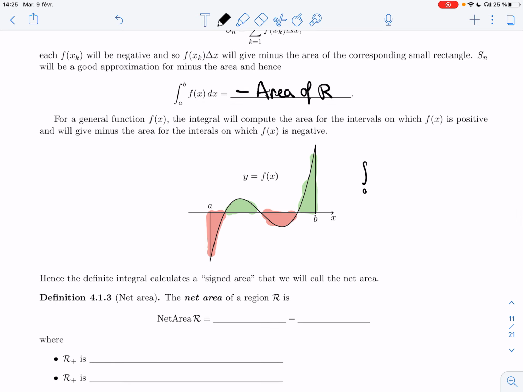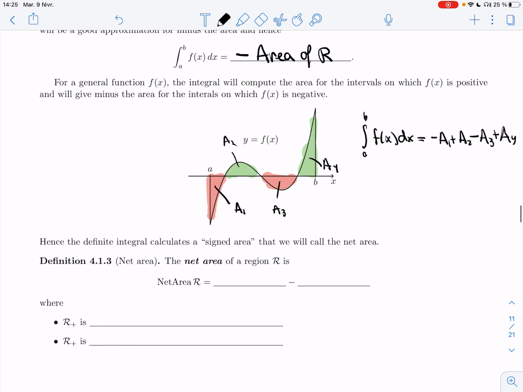And so if I have something like that, the integral from a to b of f of x dx here, if this is a1, this is a2, this is a3, and this is a4, it will compute minus a1 plus a2 minus a3 plus a4. Everything that's above will be computed positively because f there will give you the height. Everything that's below will be computed negatively because the function f of x will not give you the height, it will give you minus the height. Hence, the definite integral calculates a signed area that we will call the net area.